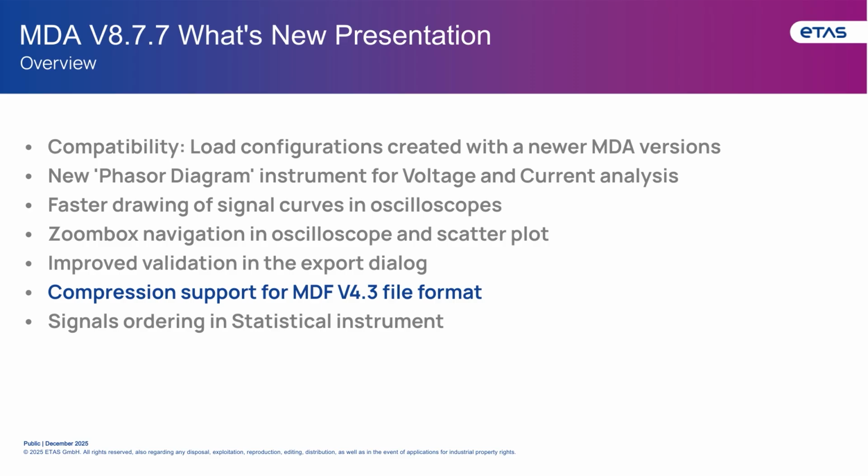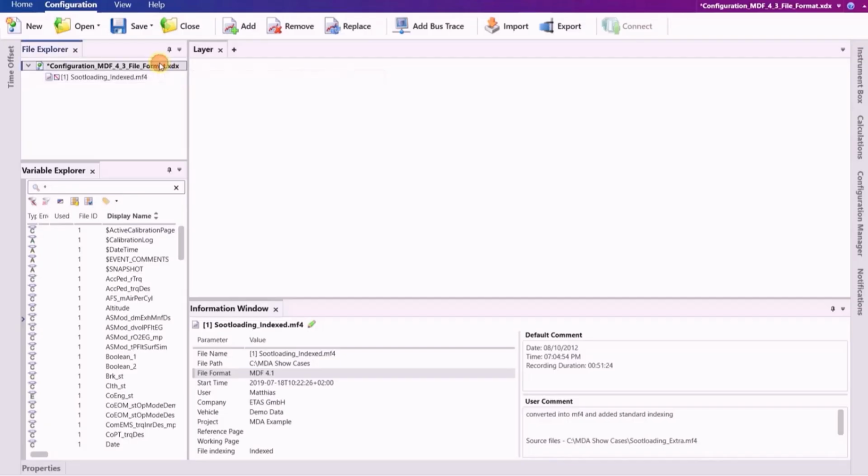In this section, I'd like to give you an overview of the support for the MDF version 4.3 file format in MDA V8.7.7. In this release with MDA V8.7.7, we now support the MDF V4.3 file format. Both LZ4 and ZSTD compression types are supported. MDA can now both read and write the MDF V4.3 measurement file format, ensuring full compatibility with the updated format.